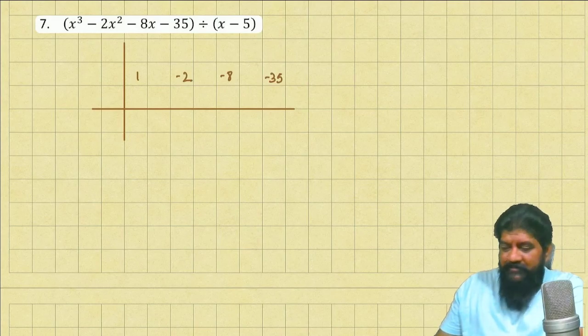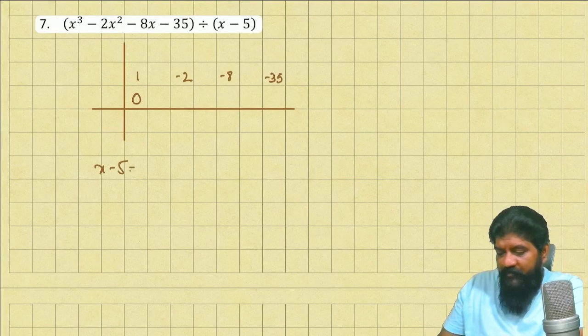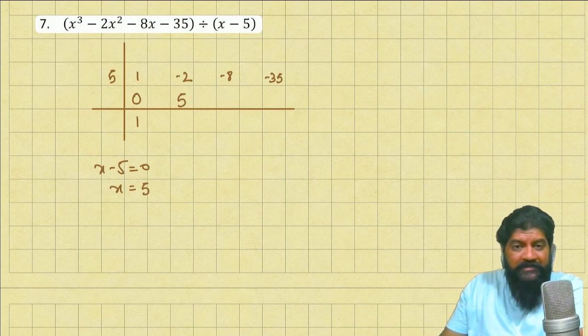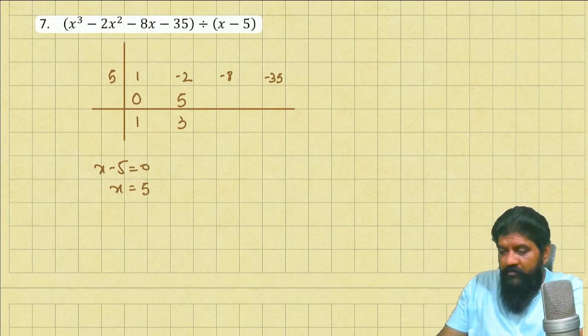Process is still the same. The first column will get a 0. Now I'm going to take x minus 5 equated to 0. That will give me the x value as 5. Write 5 over here. When you're going vertical, add them up. You're going to remain with the 1. And you multiply, update it over here, and that's going to give me a 5. Again, you add these two. When you add them, you're going to get a 3. Now, go ahead, multiply and update it over here, which is going to give you a 15.